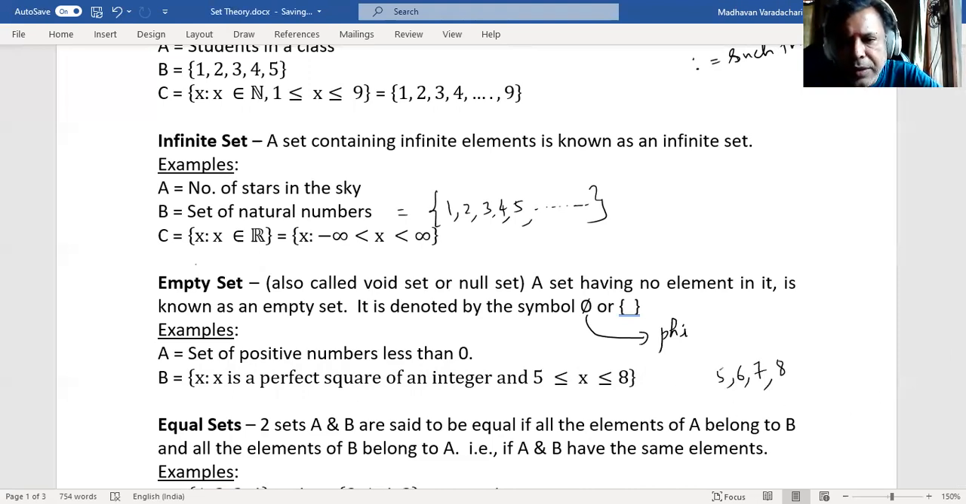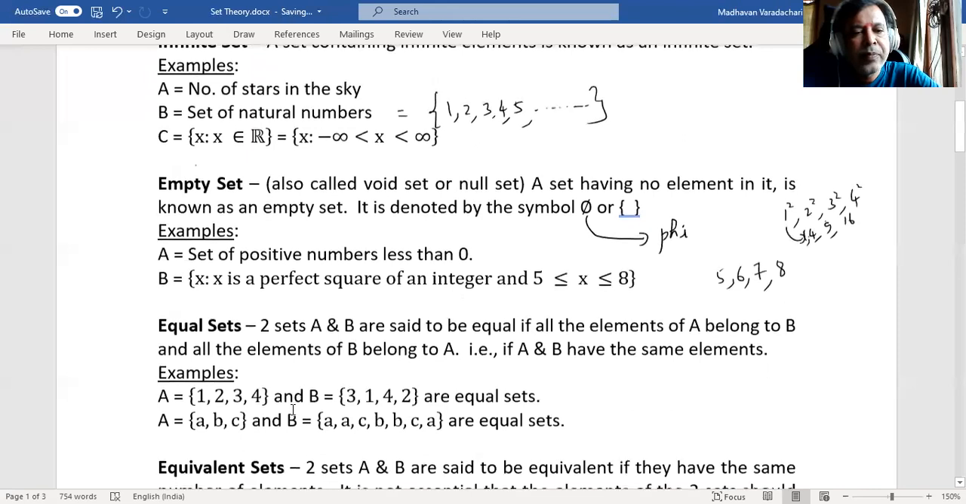Perfect squares can be 1 square, 2 square, 3 square, like that. Numbers can be 1, 4, 9, or 4 square means 16. None of these numbers 1, 4, 9, 16 are coming here. That means definitely such a set is not possible. So that is why B is an empty set or a null set.